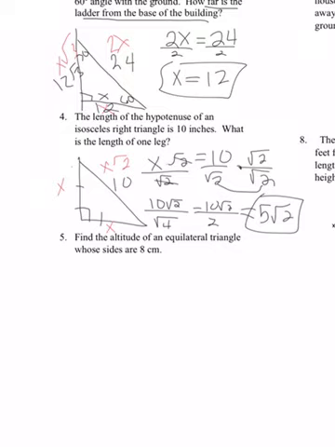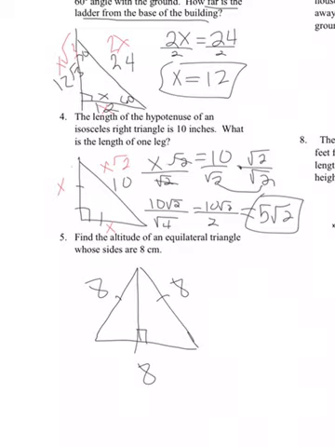Number 5, find the altitude of an equilateral triangle whose sides are 8 centimeters. So all sides the same. Altitude goes straight down. That's 60 because all angles are 60. That becomes 30. This shares into 4 and 4. Again, Pythagorean theorem is an option. You have two sides now of the right triangle because we're only looking at here, here, here, and you have the 8 and 4. We're looking for the altitude.